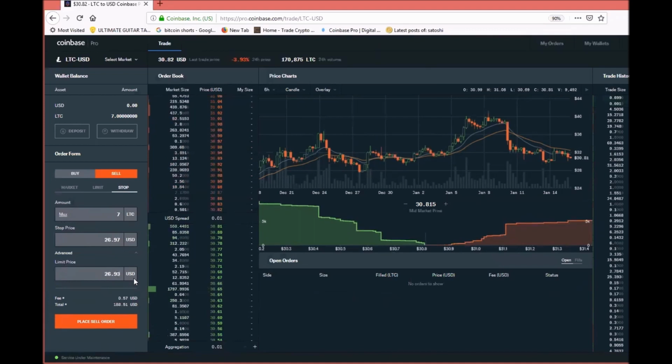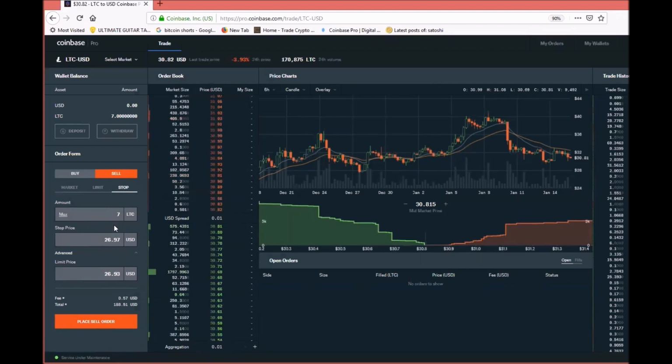So if I put $26.93, that means that my order will attempt to execute beginning at $26.97. Should there not be 7 Litecoins of buying available between $26.97 and $26.93, then all of my order may not execute.